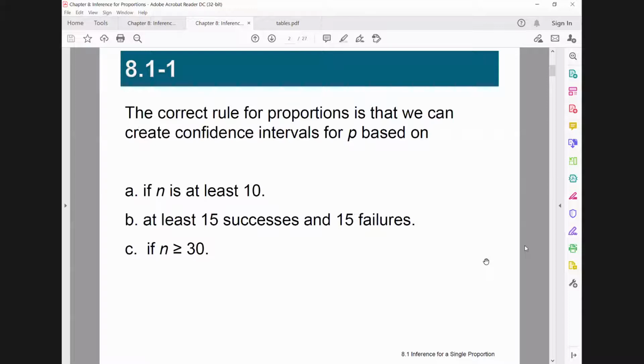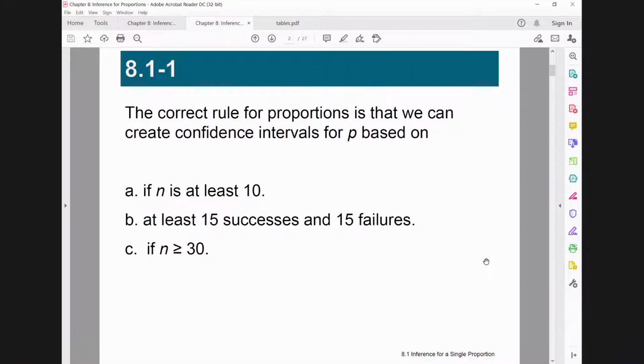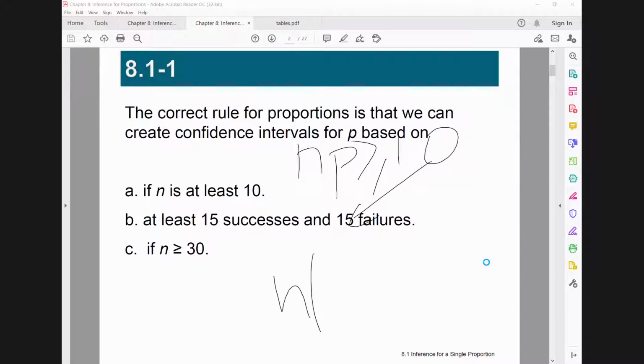First question. Here, the correct rule for proportion is that we can create a confidence interval for P based on n times P and n times 1 minus P. Then we have to check that n times P is more than 10, here it says 15, and n times 1 minus P is more than 10. Then the correct answer is B.